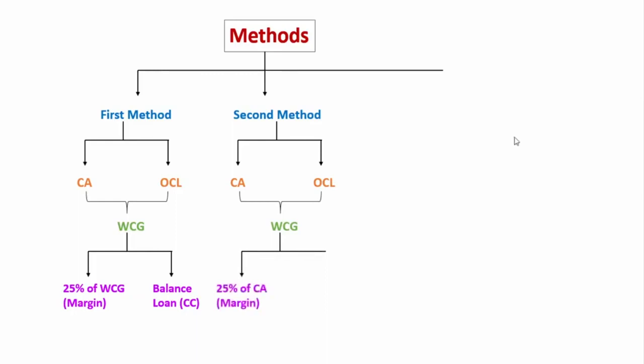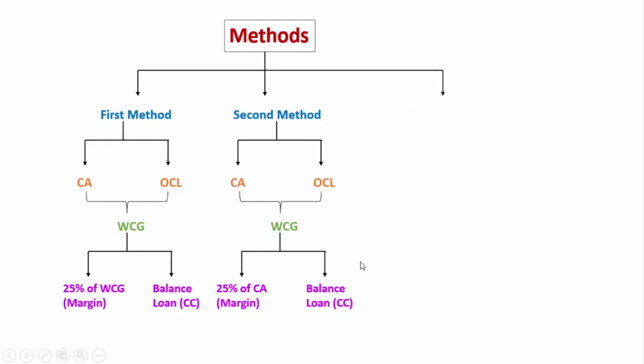So there is a difference here. In the first method, this 25% is applied only on this working capital gap, whereas in the second method, this 25% is applied on the current asset as a whole. It means the balance will be the cash credit. So here what is going to happen? In this method, the customer will get more loan because this 25% is applied on a lower figure, whereas here this 25% is applied on a higher figure, so the customer is going to get less loan.